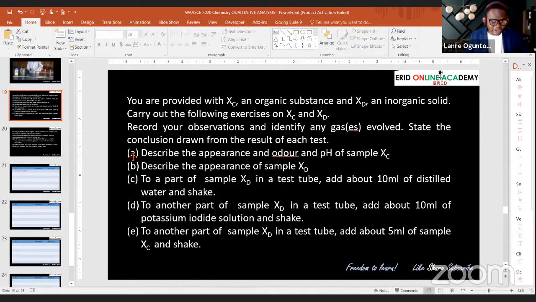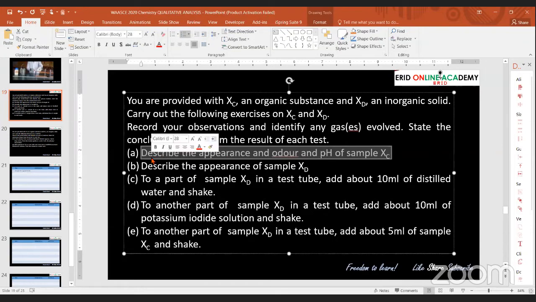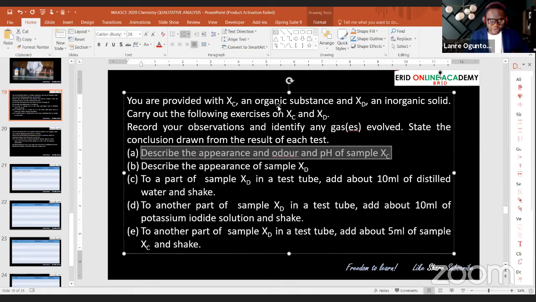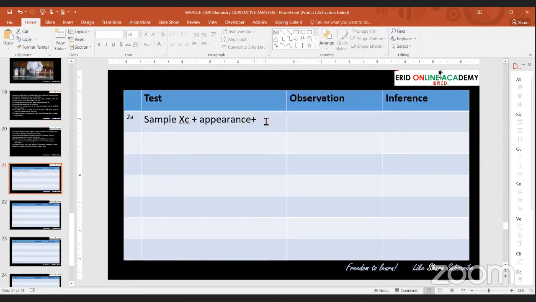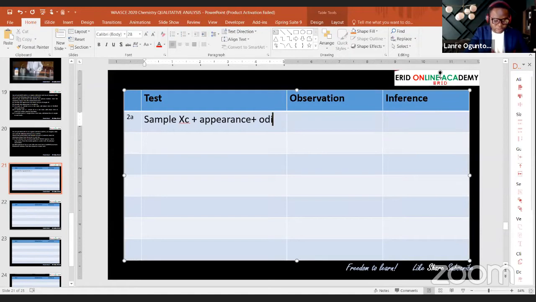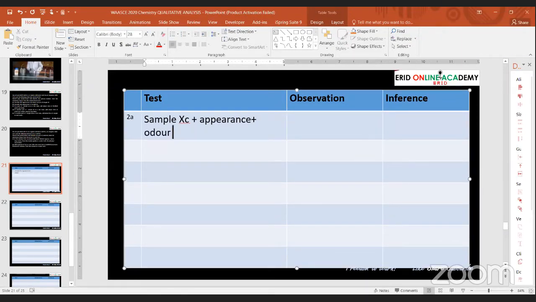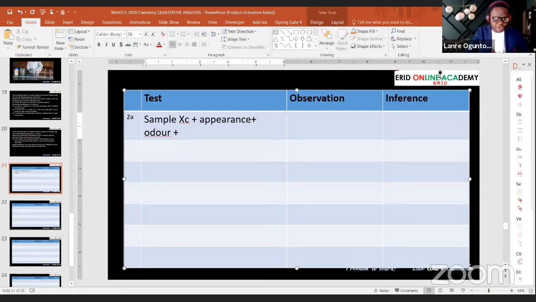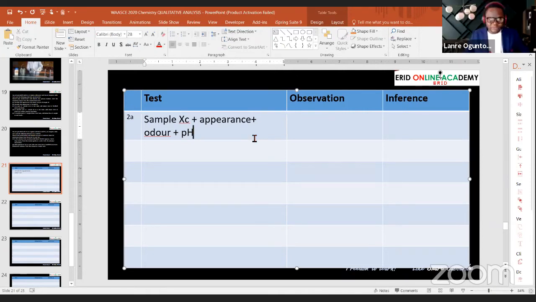On the slide, that is A part. Describe the appearance. Describe what else? The odor and the pH of sample C. Okay, that's it. Can you see that? So then we'll describe that. Then we'll go to, that means you are describing the odor. Okay, the odor. Then the third thing is that you are describing the what? The pH. You are describing the pH of what? Of the sample.